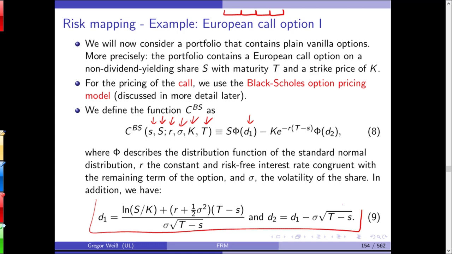Again, I will show you how you can come up with this formula in a couple of weeks. At this point, it suffices to say this is the most basic pricing model and pricing function for a European call option. Is this clear to everyone?